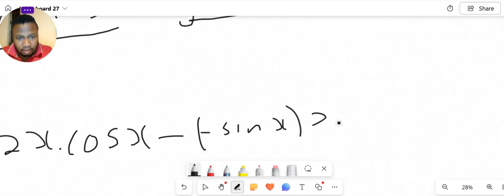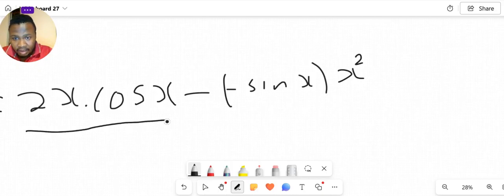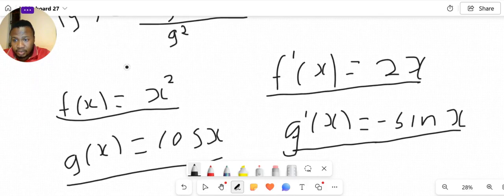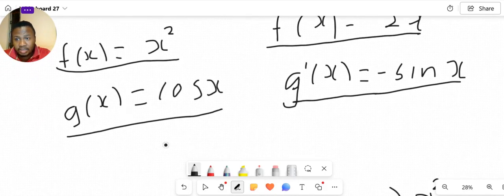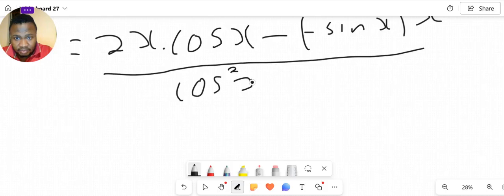x squared, and then we divide it by g squared, and g squared is cos x. So all of this is over cos squared x, or cos x all to the power 2.